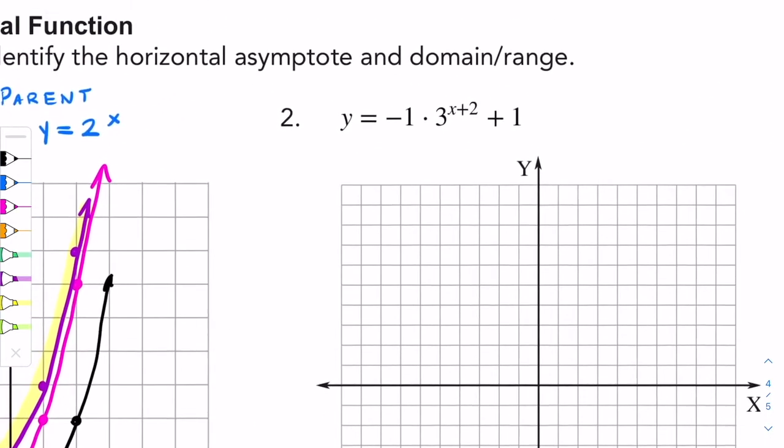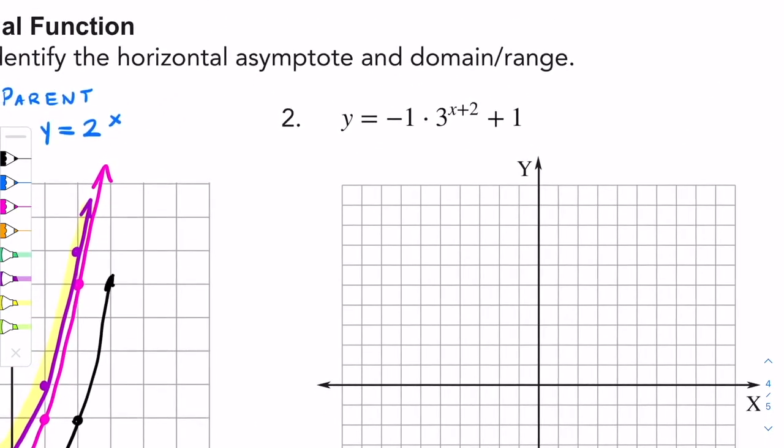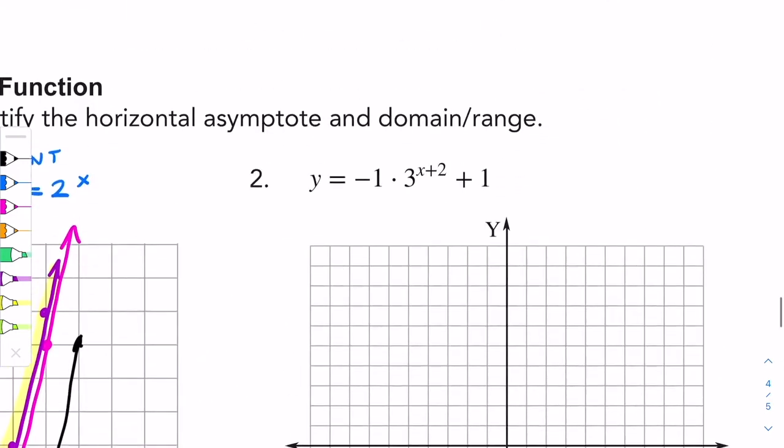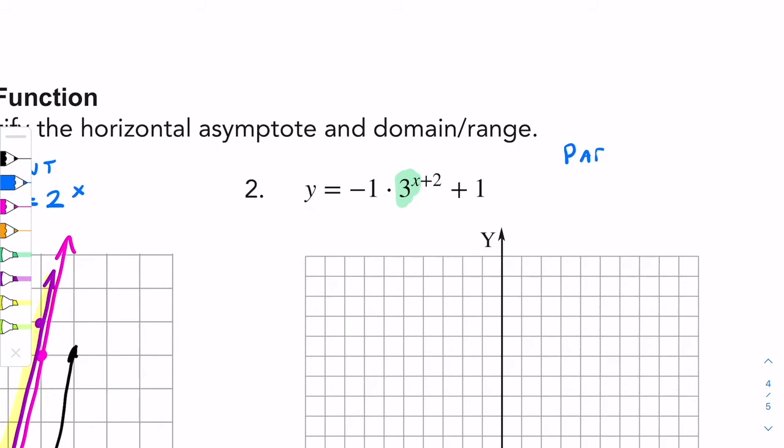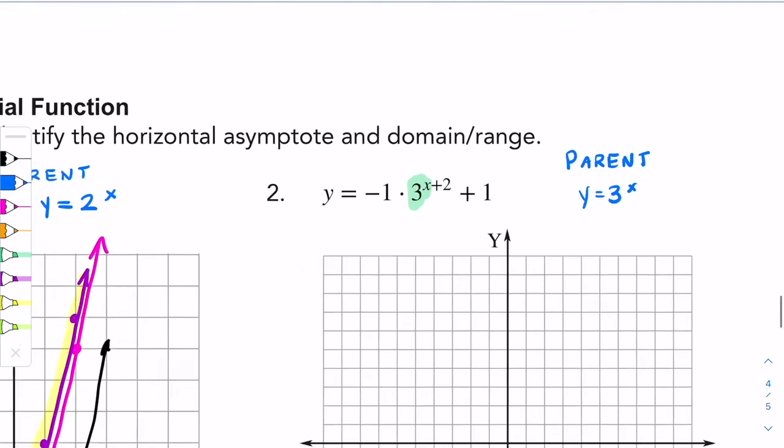Number 2. For number 2, we have y equals -1 times 3 raised to the power of x plus 2, and then plus 1. So the first thing we need to identify is our parent function, which is just the b value raised to the power of x. So in this example, our parent graph is y equals 3 raised to the power of x.